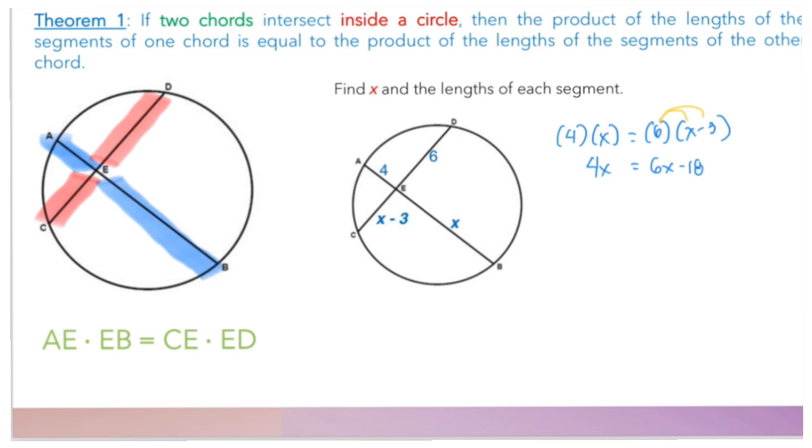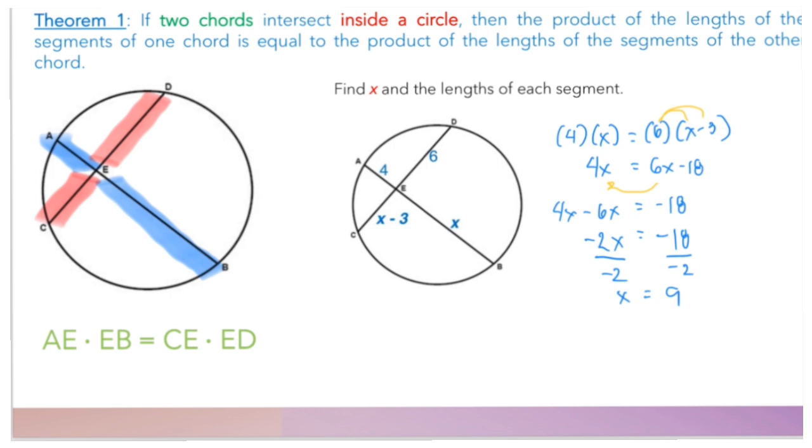And the goal here is to find the value of x so that we can get the lengths of each segment. So what we do here is we can transpose or transfer or apply the properties of equality by subtracting 6x to both sides. Either way, it will arrive with the same answer. 4x minus 6x is equal to negative 18. 4x minus 6x is negative 2x, equal to negative 18. And to finalize this, divide both sides by negative 2. And the answer for x is equal to 9.